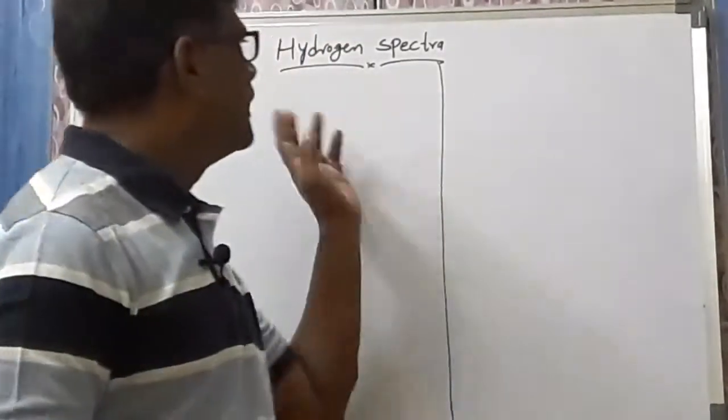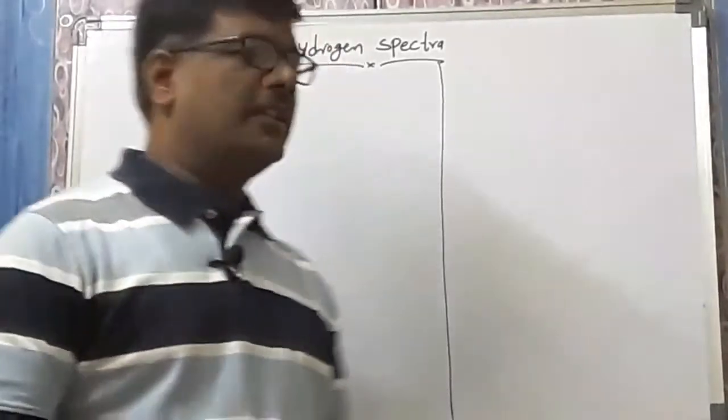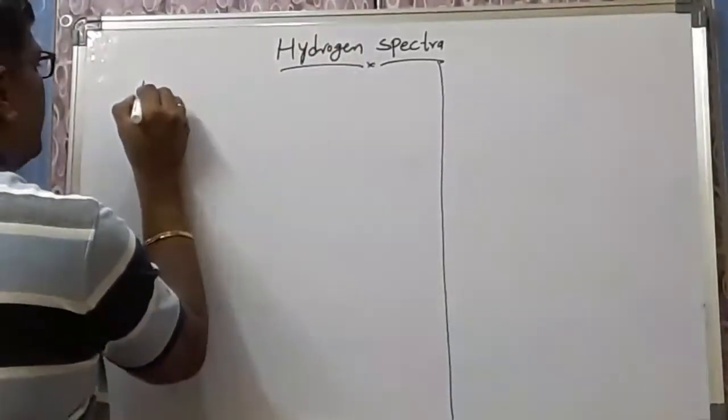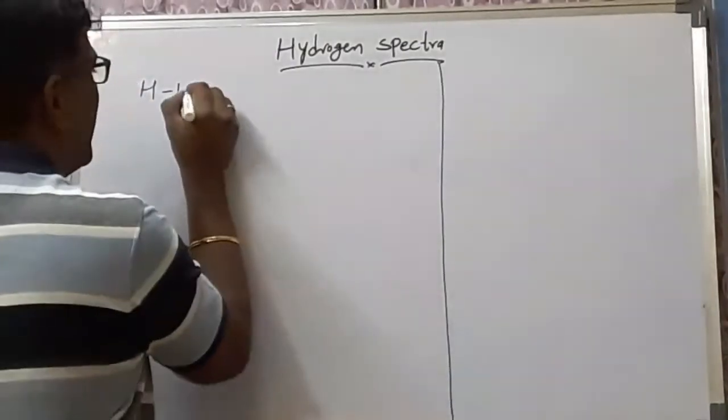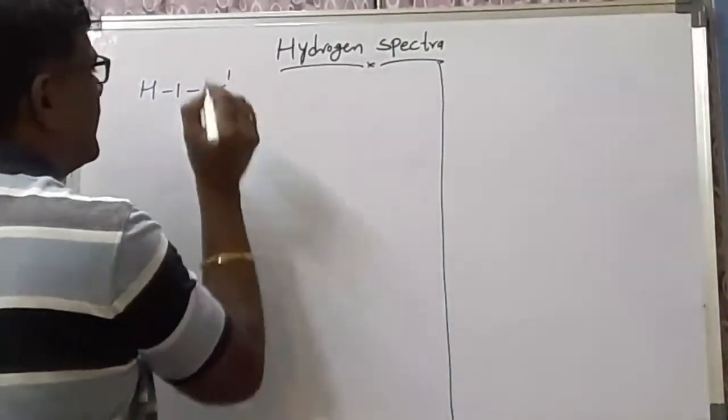Today my topic is hydrogen spectra. Let us take hydrogen. Already we are very familiar. It is the first element in our periodic table with atomic number 1, whose valence electronic configuration is 1s1.